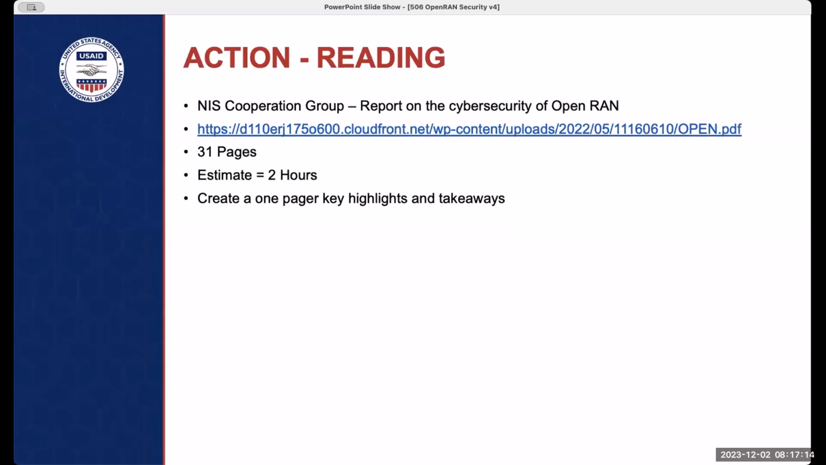And then there's the NIS Cooperation Group report on cybersecurity in Open RAN. This one is a bit longer than the 4 pages. It's 31 pages, and we're estimating 2 hours. And then again, just some summary highlights and takeaways from that documentation.